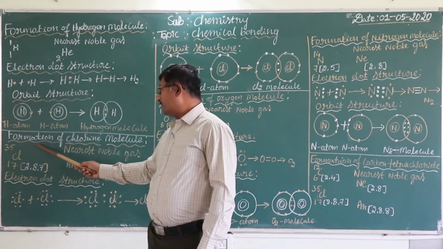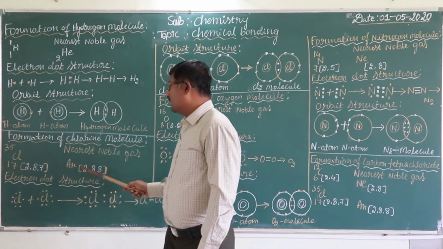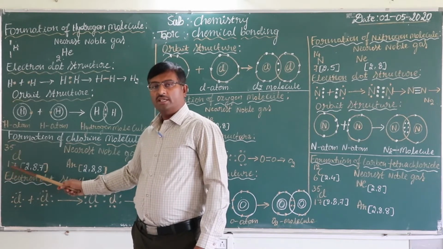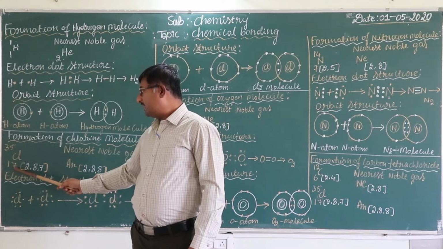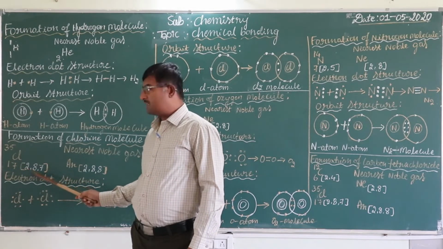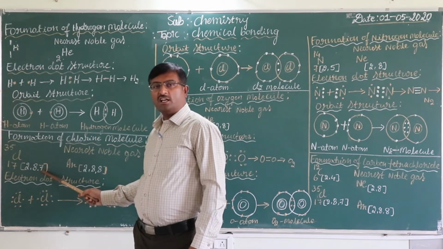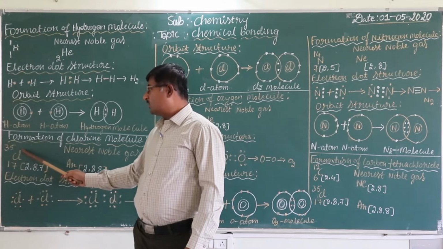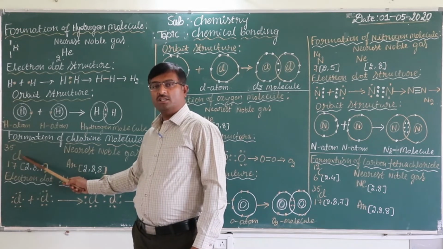Next, formation of chlorine molecule. Atomic number of chlorine is 17, that means 17 electrons are there. In that 17 electrons, first orbit has 2 electrons, second orbit has 8 electrons, third orbit has 7 electrons. In the outermost orbit 7 electrons are there, so chlorine is in unstable configuration.